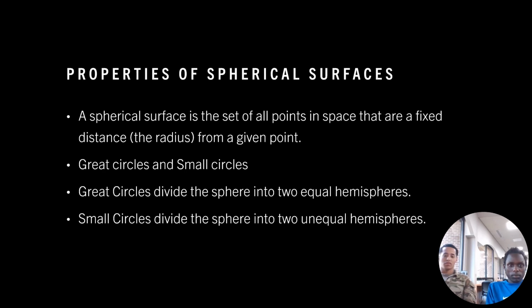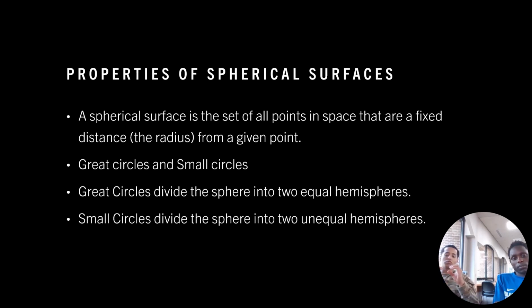Alrighty, now we're going to talk about properties of spherical surfaces. A spherical surface is the set of all points in a space that are a fixed distance, the radius, from a given point. Like I said, you have great circles, and then you have small circles. Great circles divide a sphere, think about a sphere, cutting it in half equally and giving you two equal hemispheres.